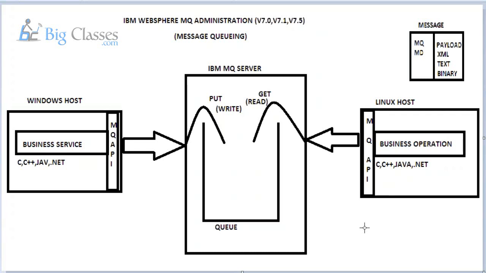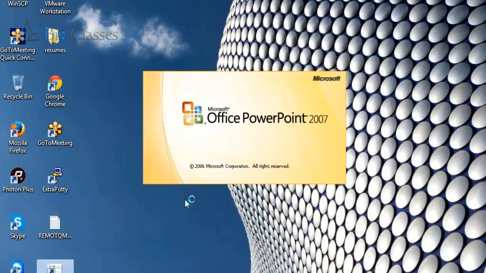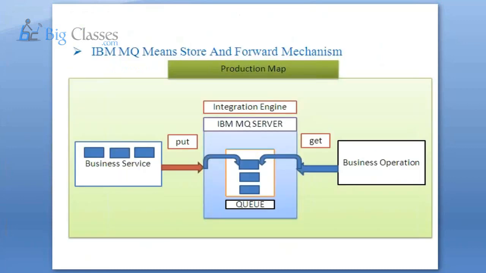Good. Now let me show you the PPT. In between distributed applications, the MQ server can enable one-way communication and two-way communication. It is possible. Look here.